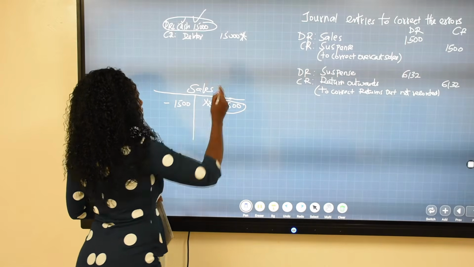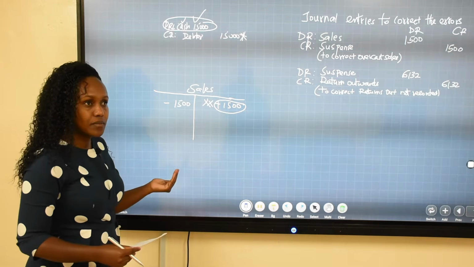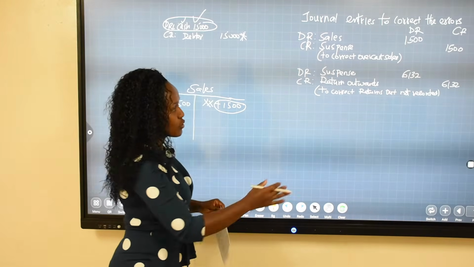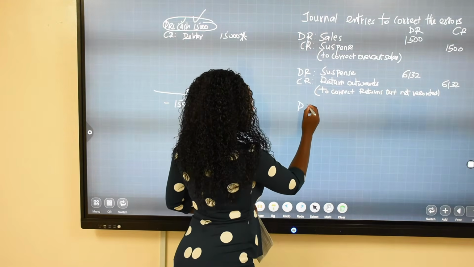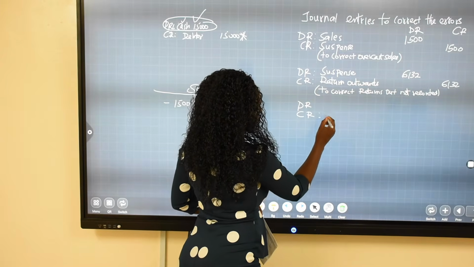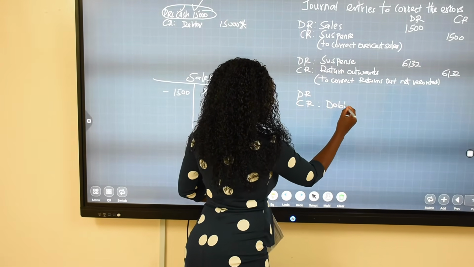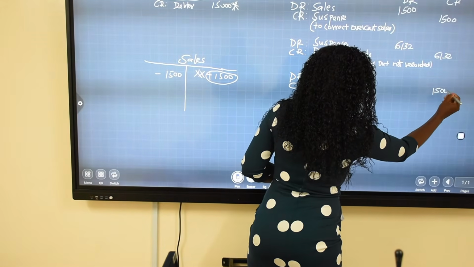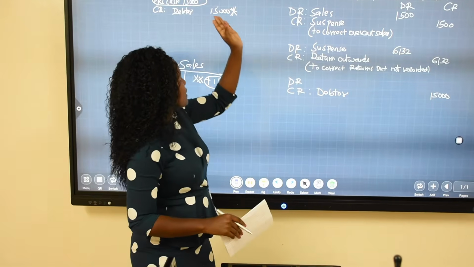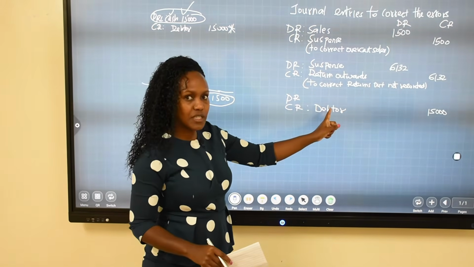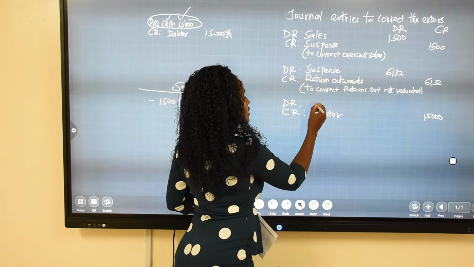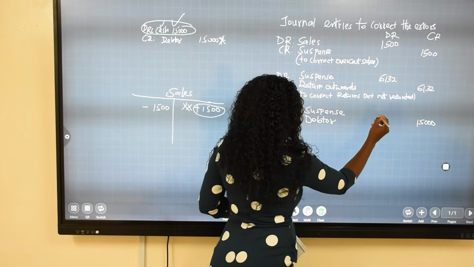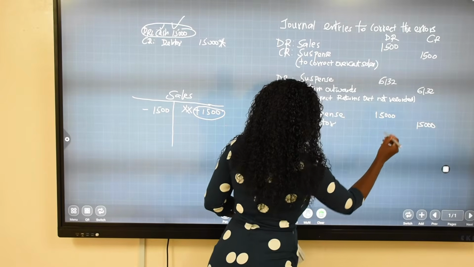This has not been done. We simply debited the cash, forgot to credit the debtor. So simply what you are going to do to correct this error, we are going to credit the debtor by 15,000. And since the debit had already been done, we cannot now again do it. We are going to post this to the suspense account.